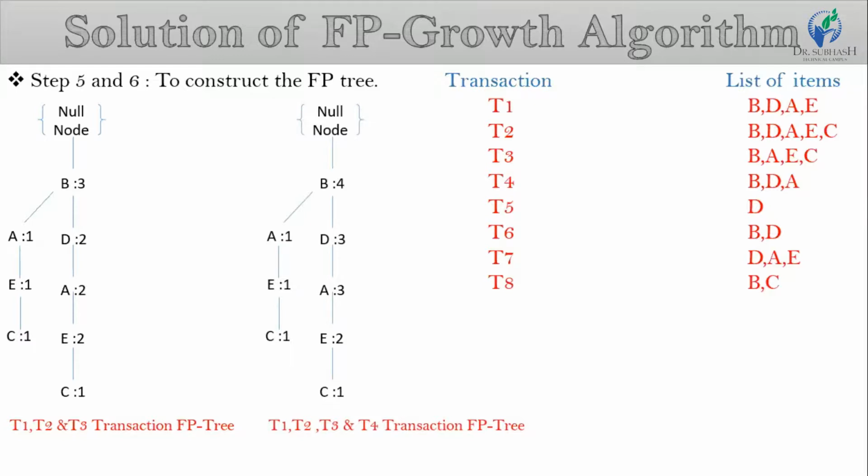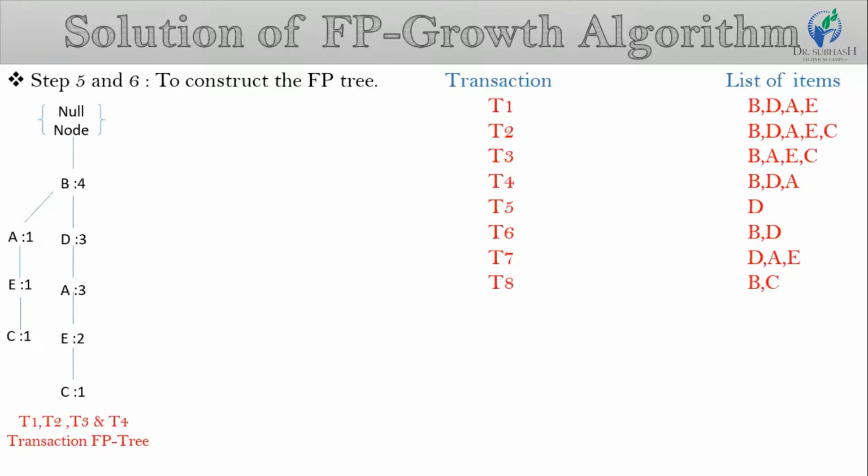In transaction T1, the first item is B, then D, then A, then E. In T2, the first item is B, then D, then A, then E, then C. In T4, the first item is B, then D, then A. So in the three transactions T1, T2, and T4, the first three items are the same. So we can follow our first transaction's T1 path.